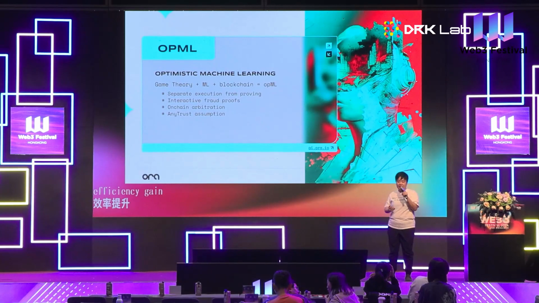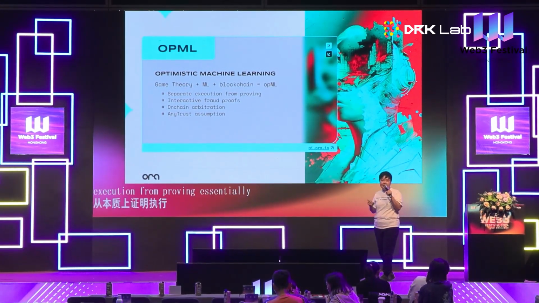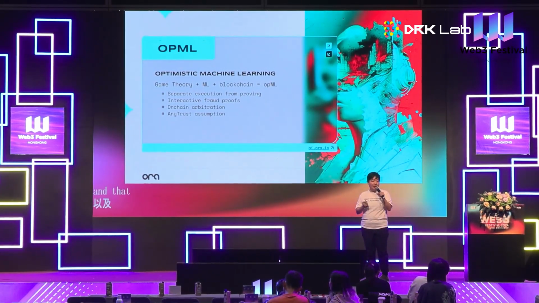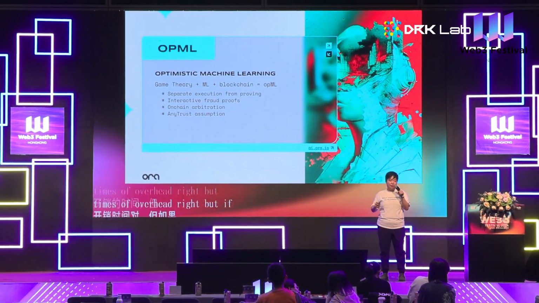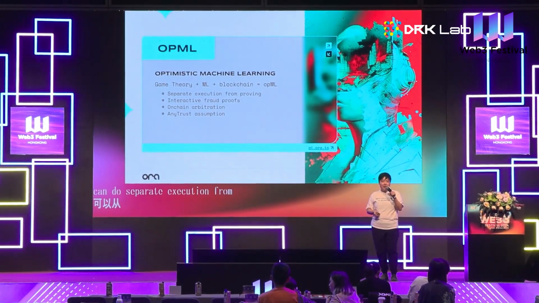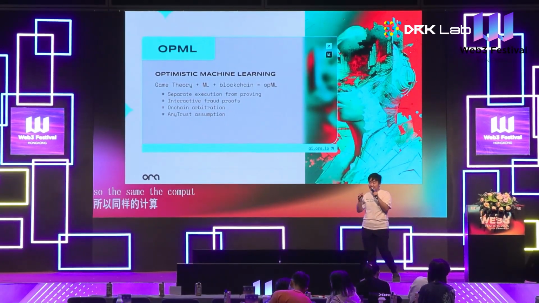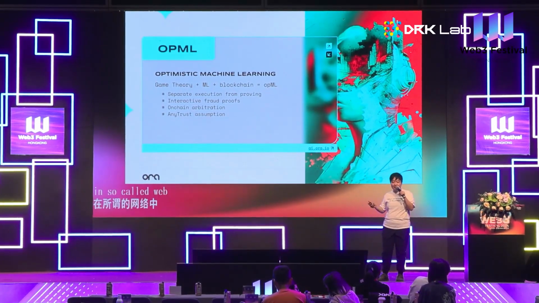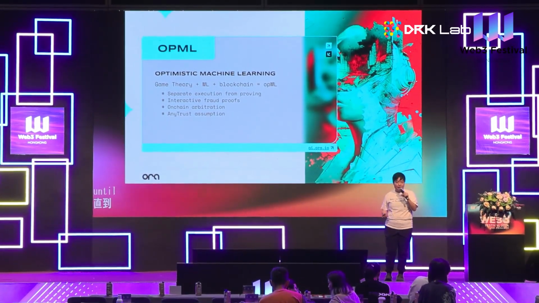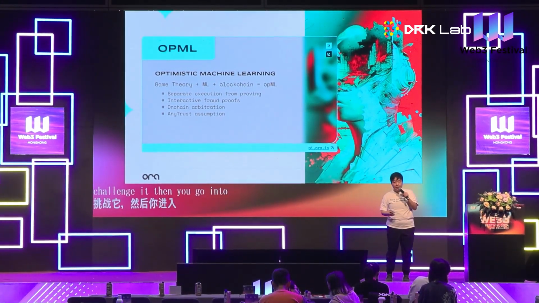This is an especially important efficiency gain that we have, because in zkML, you cannot separate execution from proving. Essentially, you have to prove the whole thing, and that is easily 1,000 or even more times of overhead. But if we can separate execution from proving in an optimistic system, there's essentially no overhead when you first run the machine learning. So the computational efficiency is exactly the same as if you run it in the so-called Web 2 way, until there is someone else who wants to disprove your result or challenge it. Then you go into the fraud-proof system.